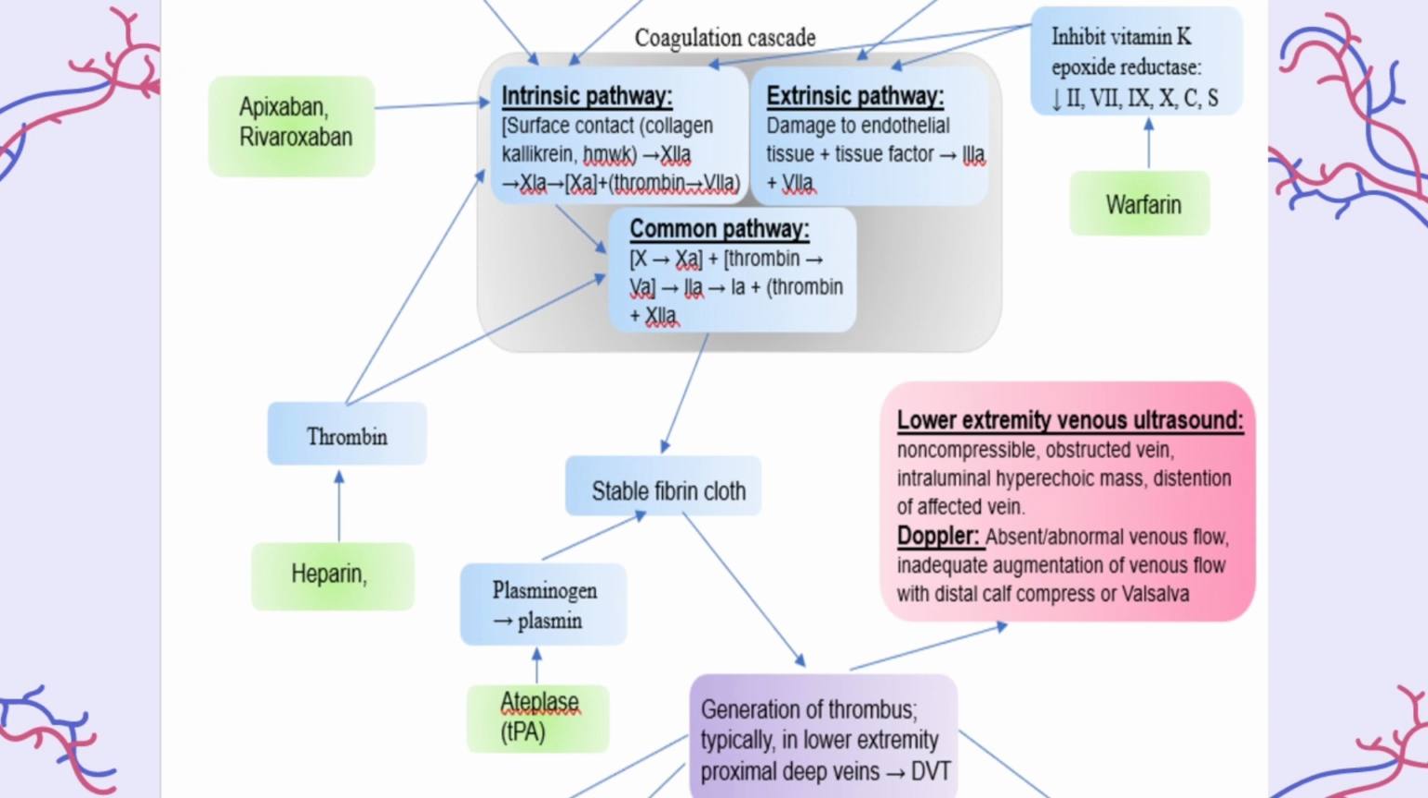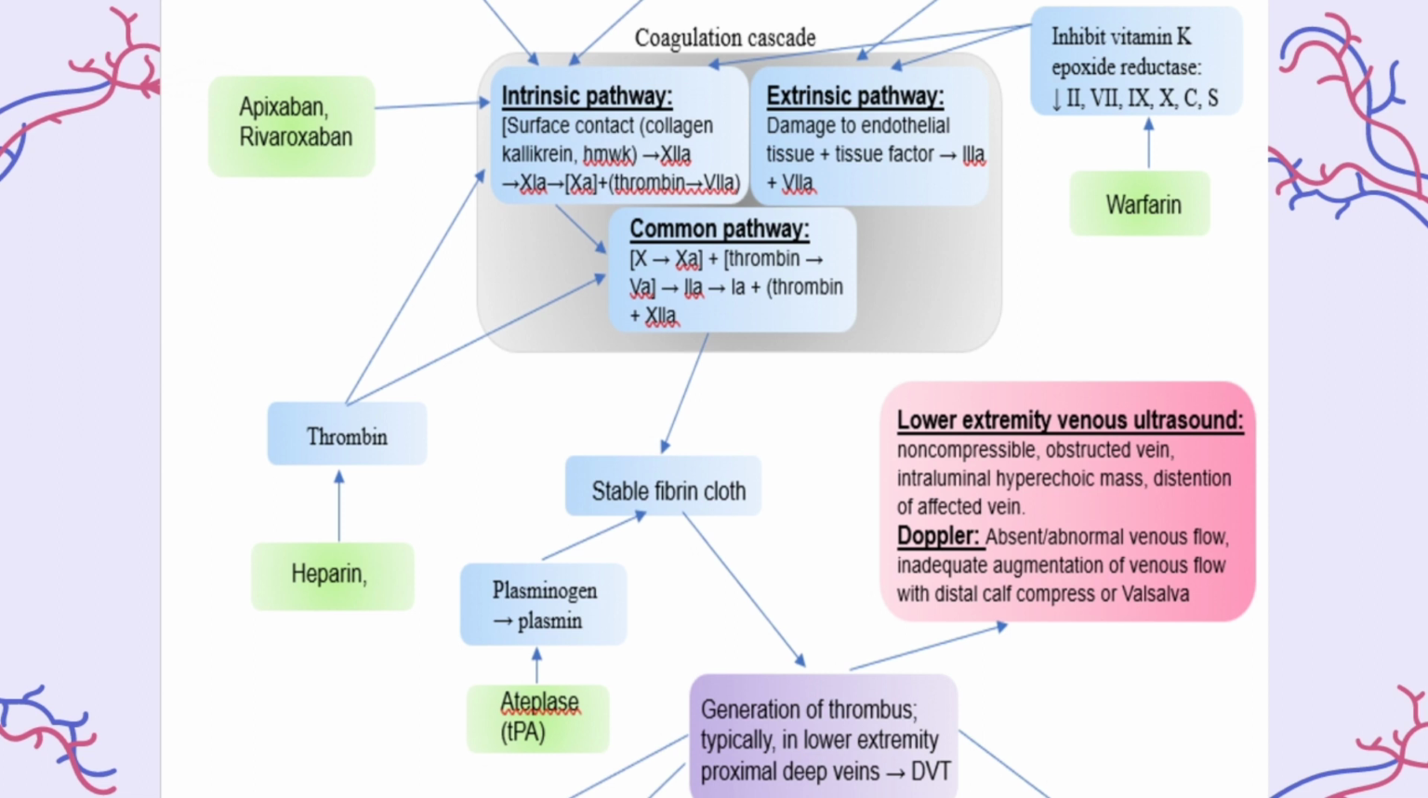So first, we have the warfarin. Warfarin is a very common oral anticoagulant and that enters the pathway by blocking the epoxide reductase of vitamin K. So this is going to decrease the factor 2, 7, 9, and 10, as well as decrease the protein synthesis. So the warfarin will have a direct blocking effect on the intrinsic and extrinsic pathway.